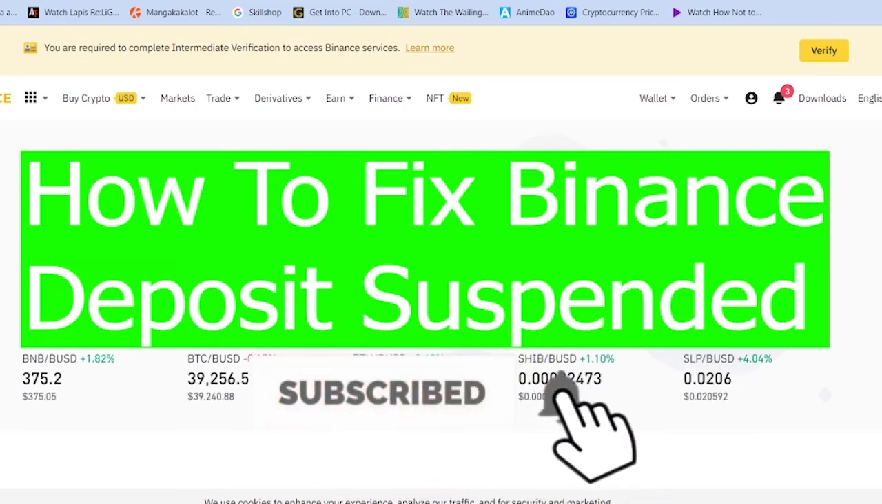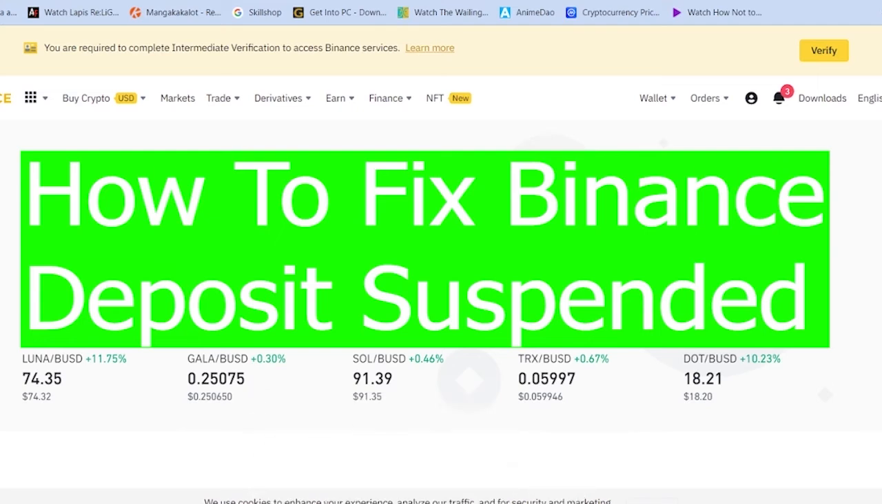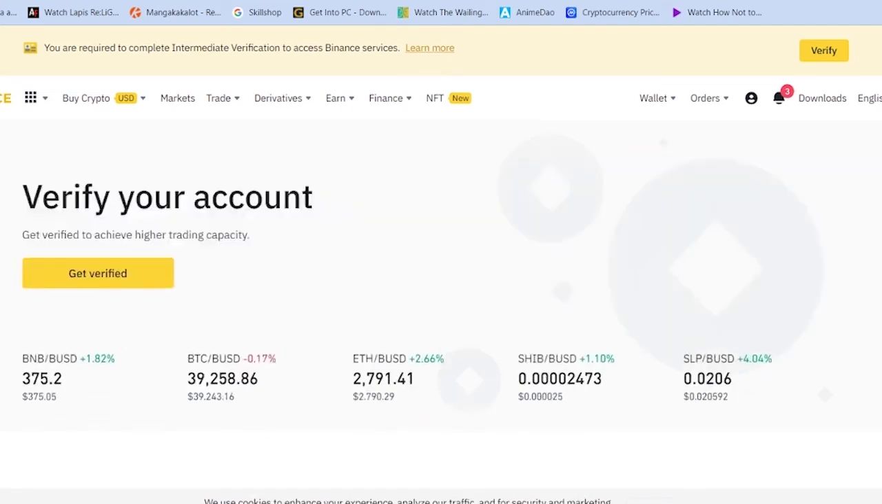And in today's video, I'm going to be showing you guys how you can fix your Binance deposit suspended. So when you're facing this problem, basically if you're trying to deposit a crypto and you can't deposit because it's suspended, there are various reasons behind this.